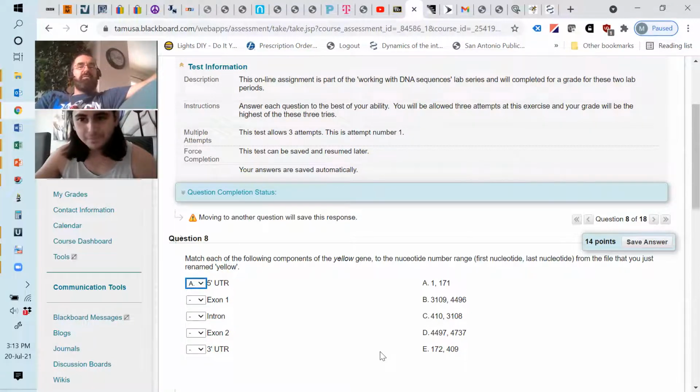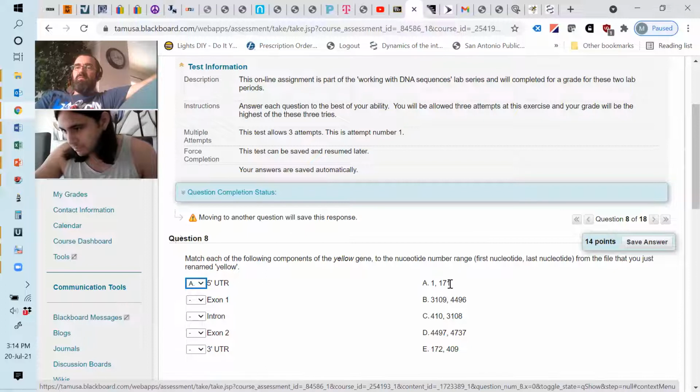What comes after the 5' UTR? Is it going to be the 3' UTR? No. You're crazy, Professor Crook. It's going to be exon 1 because that's the first exon, right? So what's number 172 onwards? That's going to be E.